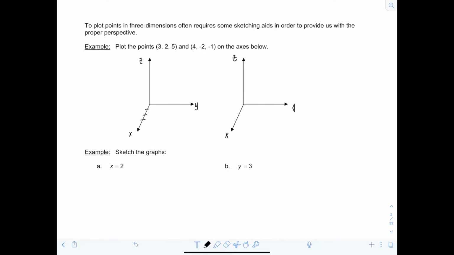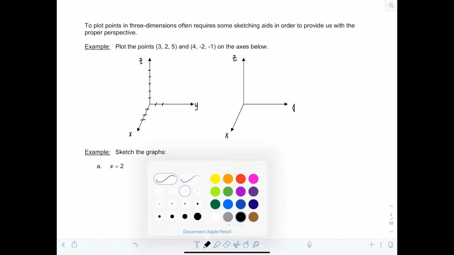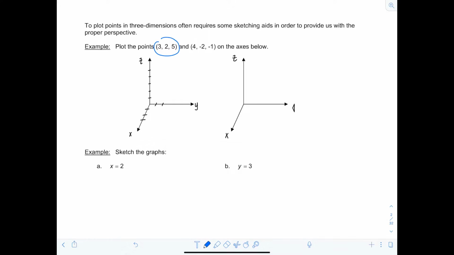And then here on the y-axis, I'm going to draw my little tick marks parallel to the x-axis best I can. And then on the z-axis, they're going to be parallel to the y-axis. So here, the first point I want to plot is (3, 2, 5), right? Okay, so what that means is I need to move 3 units in the x direction, then 2 units in the y direction, and then finally 5 units in the z direction.